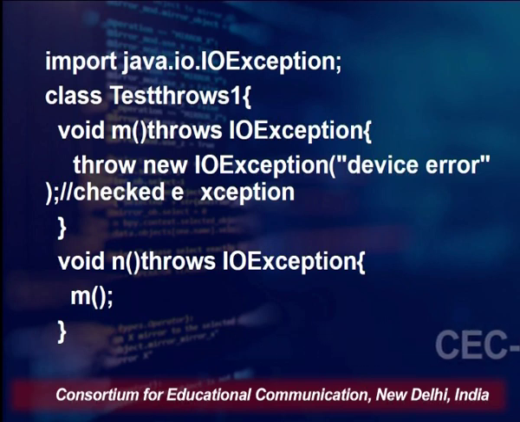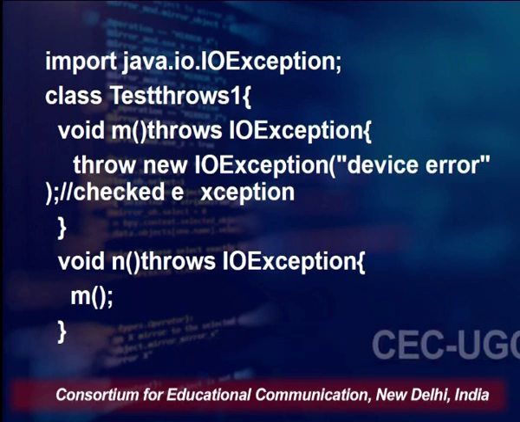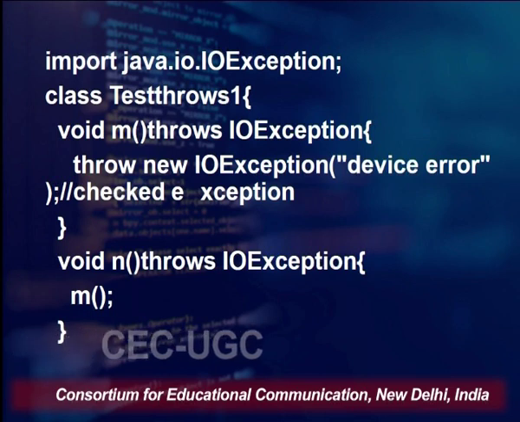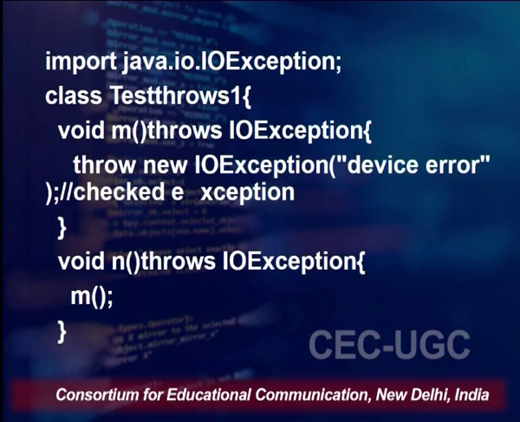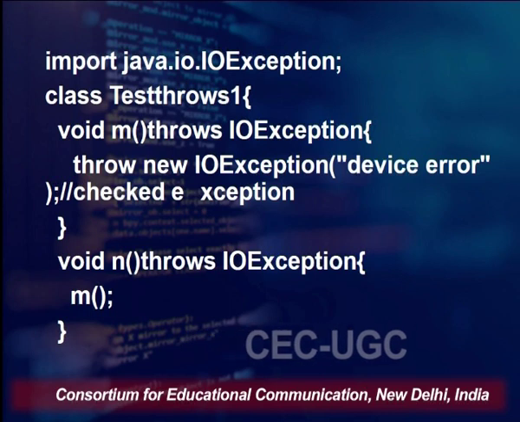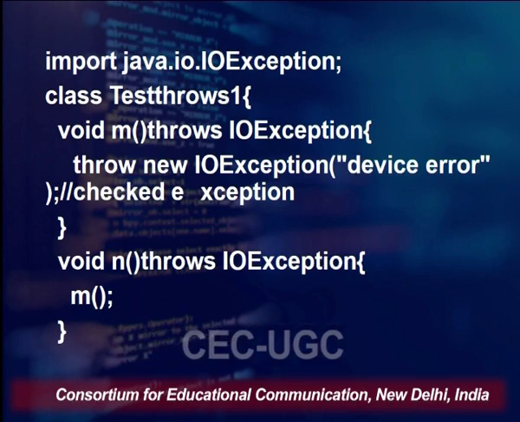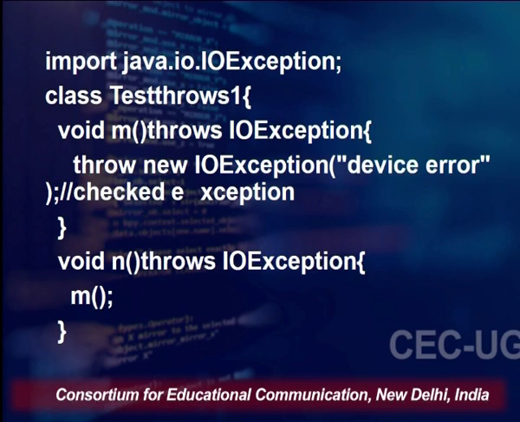In order to handle that, either we can use the try catch mechanism, or we can use the throw keyword. Here we have used the keyword throw. Within that method, it says throw new IOException, which says device error. We have another method named n, which we have also declared as throws IOException, and within that method n we have called m. So basically two methods: m which throws IOException, and n that also throws IOException and calls m.